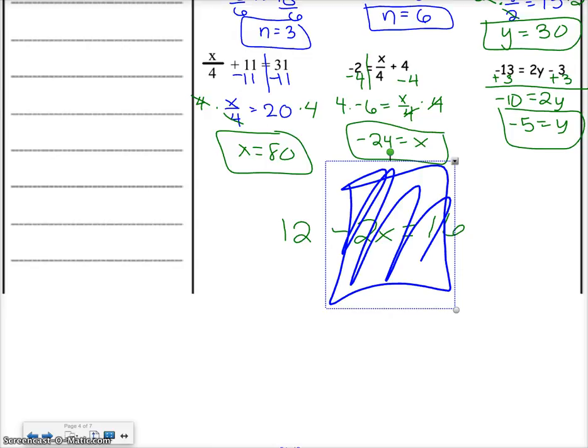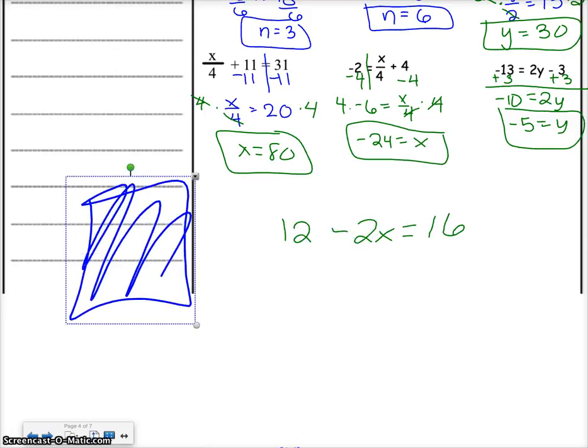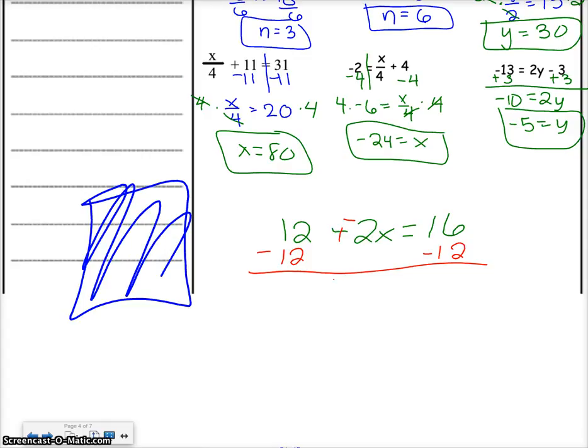Positive 12. How do you get rid of a positive? Subtracting. Subtract it. Also, you could plus a negative. And then you could do the inverse of the sign. So the inverse of plus is to subtract. Do it to both sides. You'd have negative 2x is 4, x is negative 2. Okay? So just know that you can just say, well, is it positive or negative? What's the inverse of that?